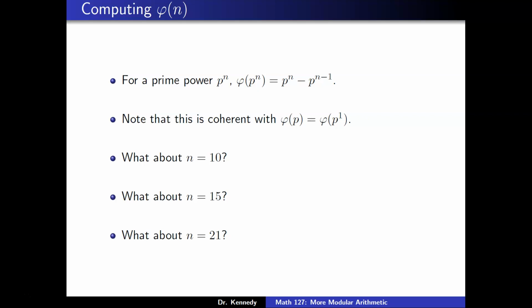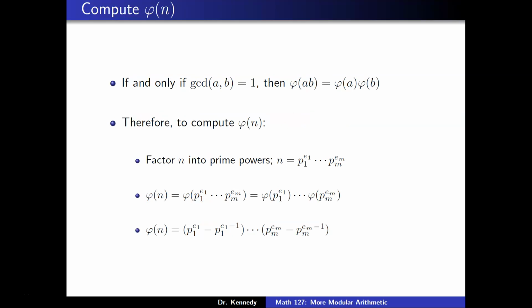But what if I'm dealing with something that's not a prime power? If I'm dealing with 10, 15, 21, if we were in class, I would probably make you explore this on your own, but this is not the format for that. So we're going to use a very powerful fact about the Euler phi. It's what's called a multiplicative function. If I have two numbers that have no common factors other than 1, then the Euler phi of their product is the product of the Euler phis.